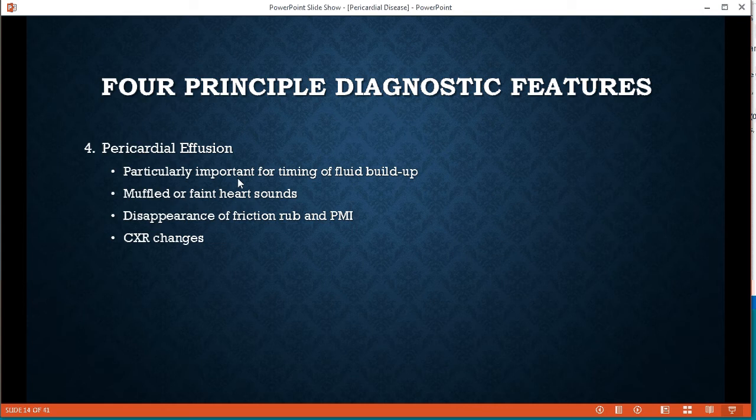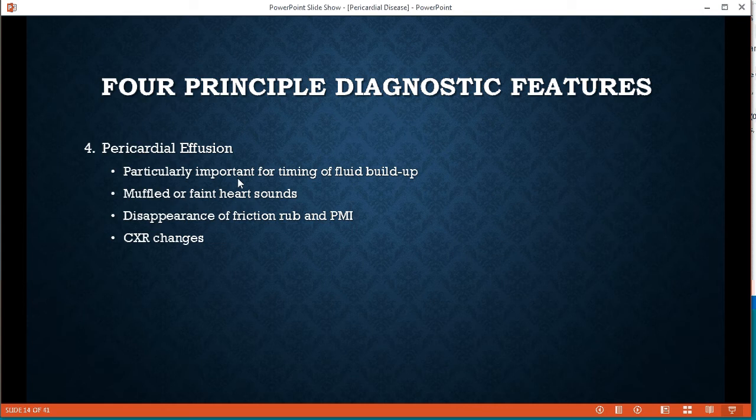You may hear muffled or faint heart sounds, and that's simply because you're listening through fluid, and that can actually muffle the sound quite a bit. So it's not uncommon for you to have a harder time hearing heart sounds. And the muffled is the characteristic description. You may hear disappearance of the friction rub and the apical sound. I put PMI down, but it's your apical pulse. Especially if you're auscultating, you may have some disappearance of that because of fluid buildup. And you certainly will see EKG changes, and we're going to talk about that.